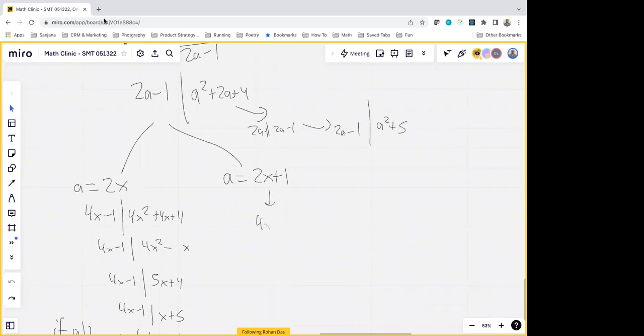And now we have 4x plus 1 divides 4x squared plus 4x plus 6. And we also have 4x plus 1 divides 4x squared plus x. So 4x plus 1 divides 3x plus 6. And from here, we can again continue that. If they divide each other, we must have 3x plus 6 is... I think I messed up somewhere. Okay, yeah.